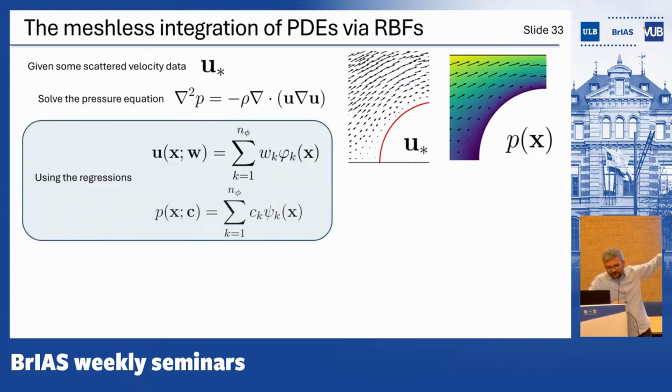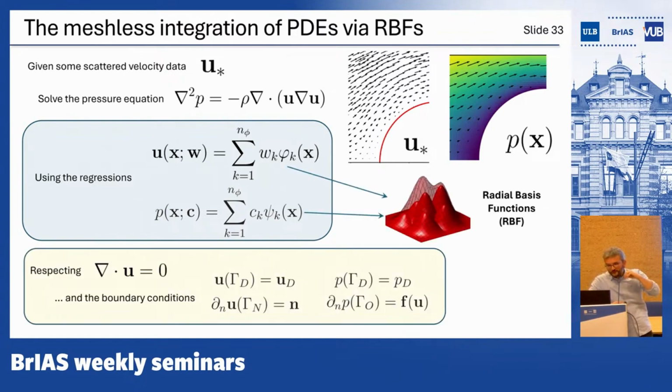So we do this with radial basis functions. We write velocity and pressure as a linear combination of some bases. If you inject this into the equation, what is particularly interesting is that you have a problem that can be kept linear.